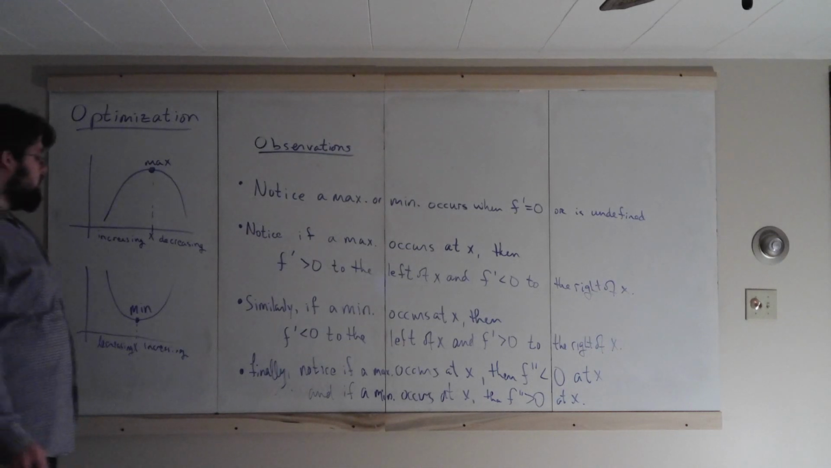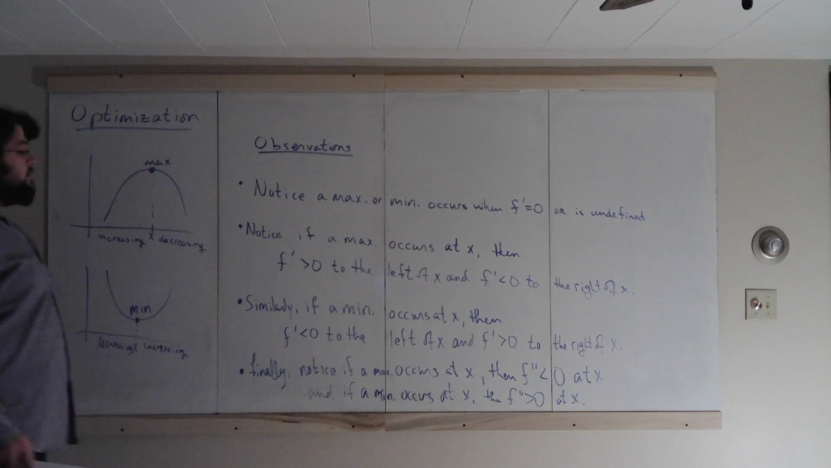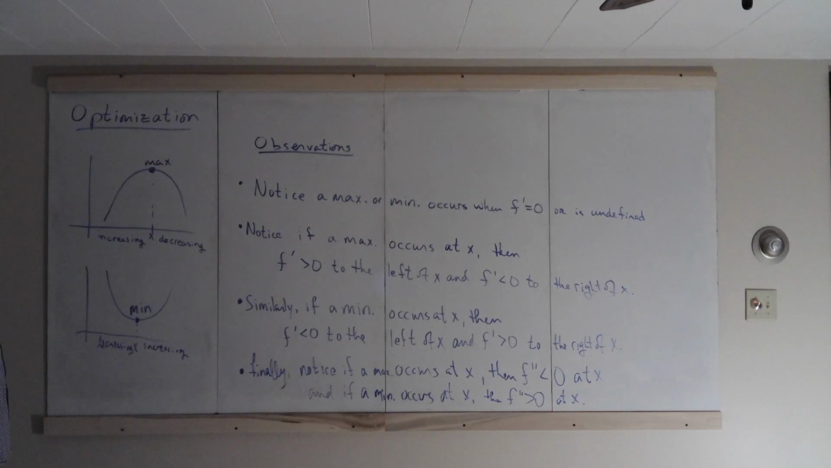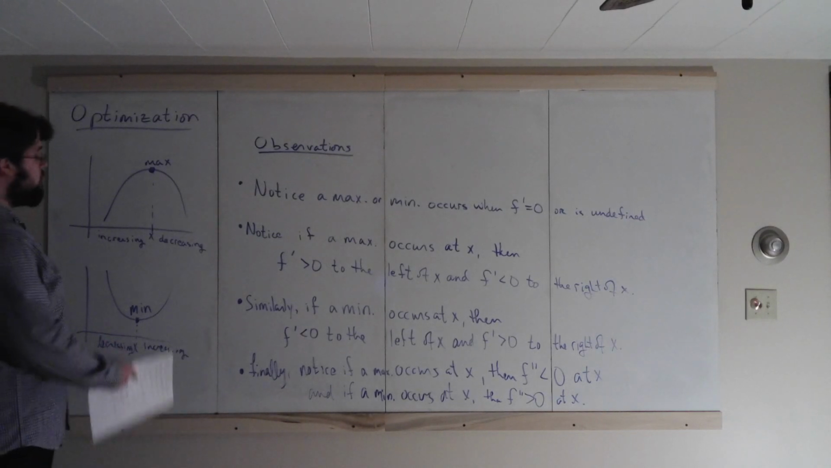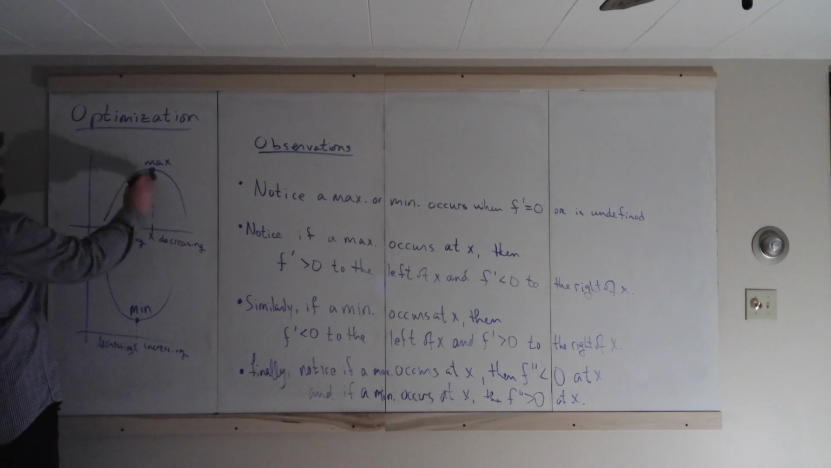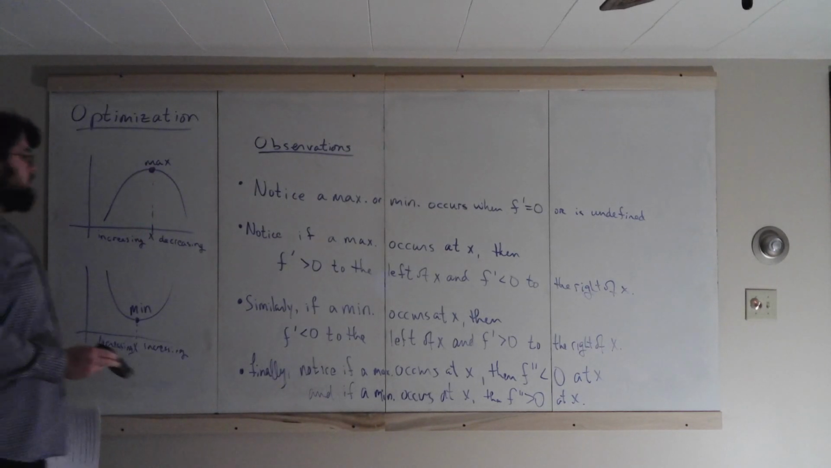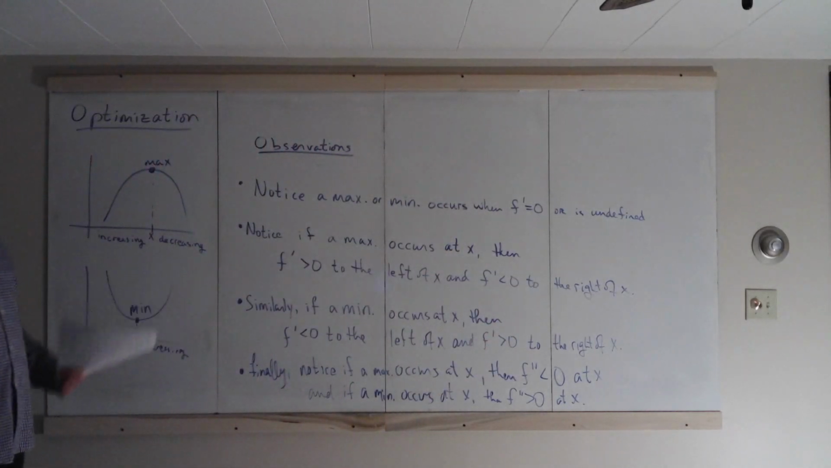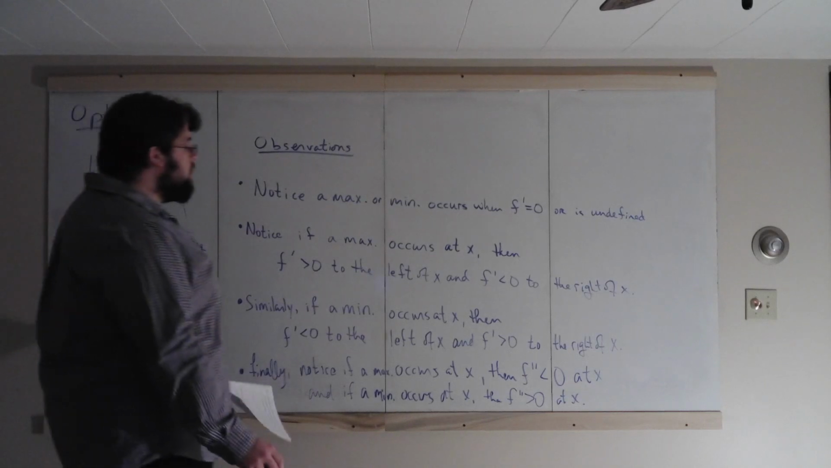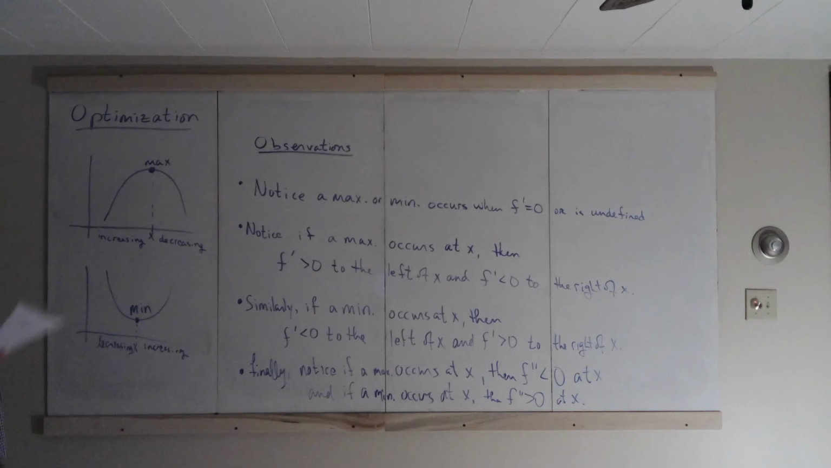So finally, notice, if a maximum occurs at x, then f double prime is negative at x. Well, remember, the second derivative tells us about concavity. So right here, if a maximum occurs at x, notice it is concave down at x. So we could use these second and third bullet point first derivative observations to reach our conclusions. But down here with this last bullet point, we could also use a second derivative observation to reach our conclusions.